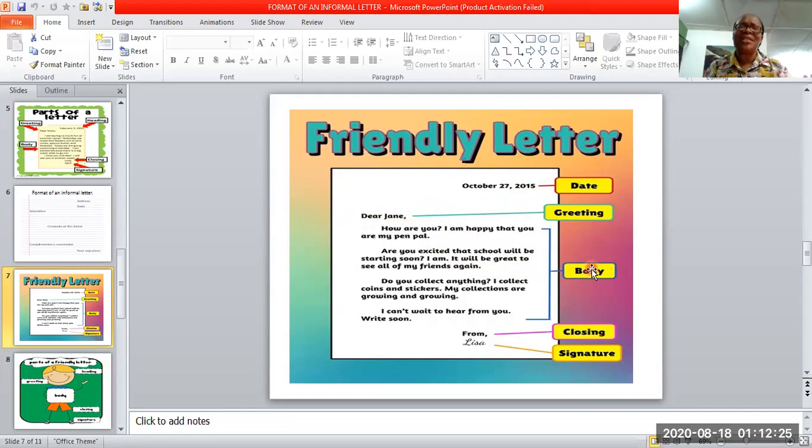The body of the letter, like I said, is the message you intend to pass to your friend or to your mom or to your dad. Right here, Lisa is writing a letter to Jane, and her closing says, From, simple, from, and then her signature is her name, Lisa. Do you understand? Beautiful. Let's move faster on.